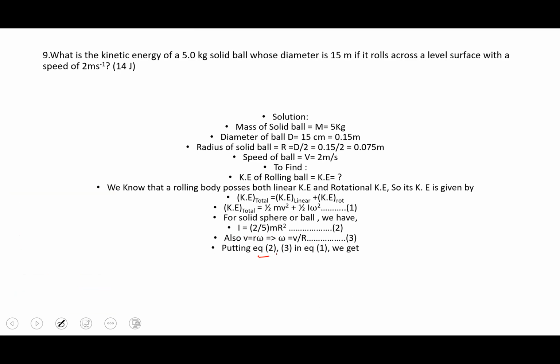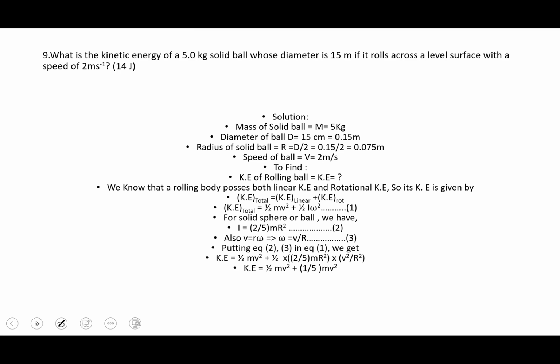Putting the values of equation number 2 and equation number 3, this equation of omega and I, in equation number 1, we get kinetic energy equal to half mv square plus half into 2 over 5, which is the moment of inertia of a sphere, multiplied by v square over r square, which is the angular velocity form of the linear velocity. Omega square will be equal to v square over r square, so that is where it came from. So kinetic energy will be equal to half mv square plus 1 over 5 mv square.